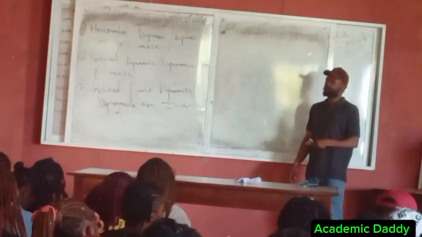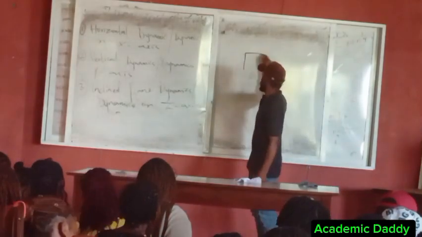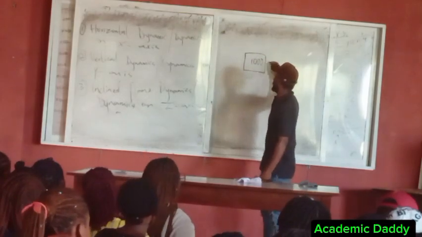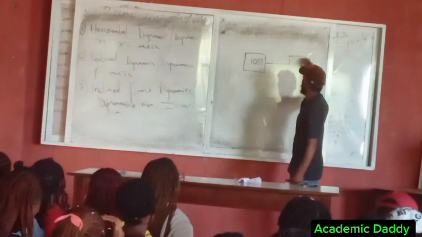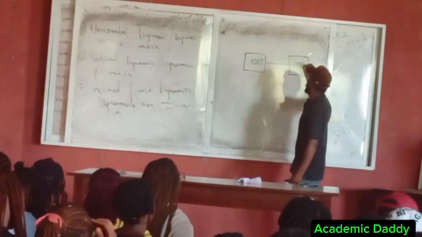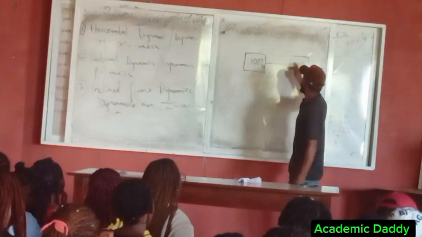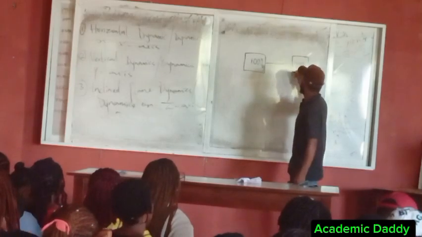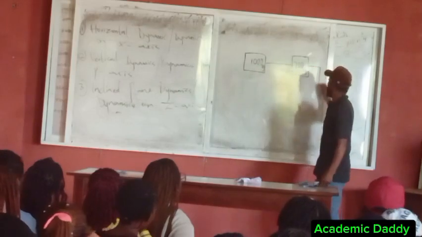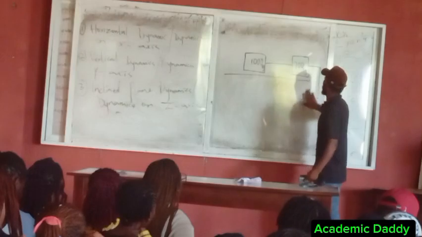So if I have, for example, two bodies, let's say I have 1,000 kg here, and I have another body, let's say this one is 700 kg. Now let's say I have another body this way. Let's say this is the system.